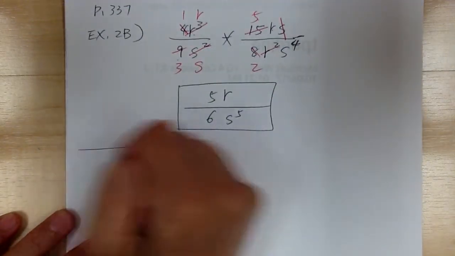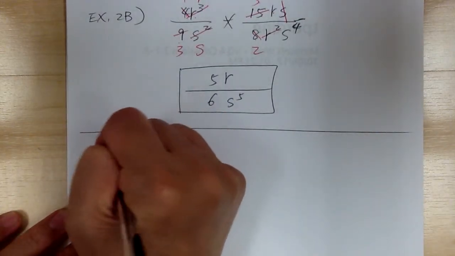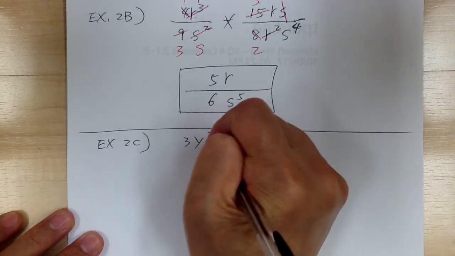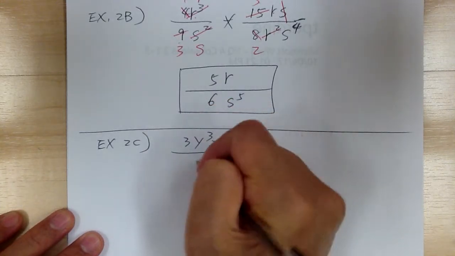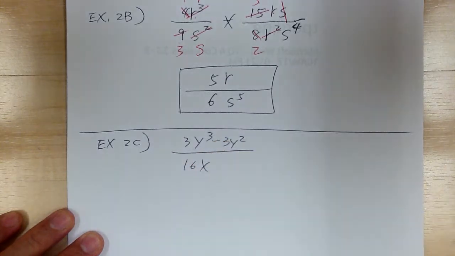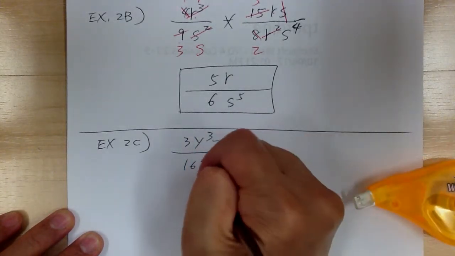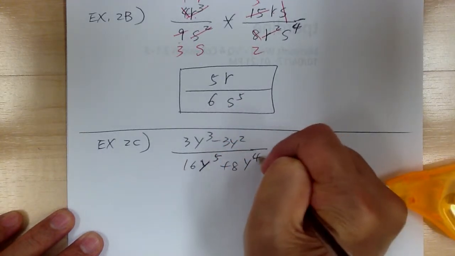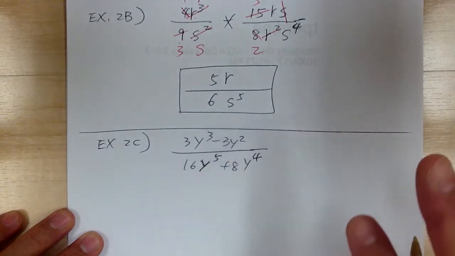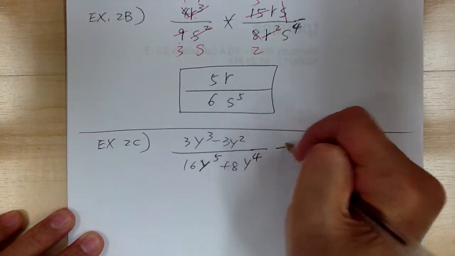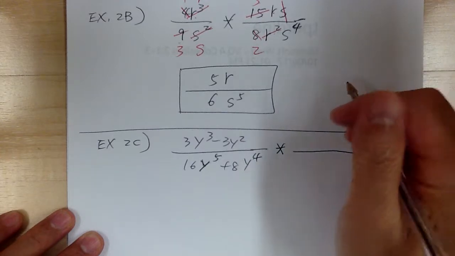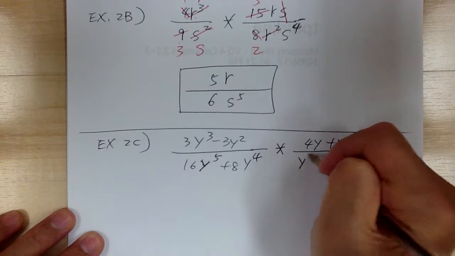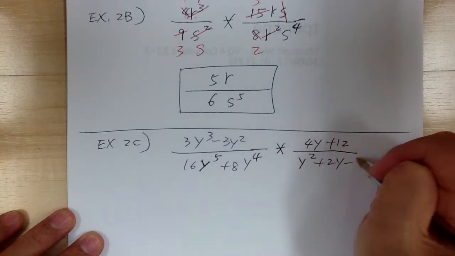Okay, let's go to example 2C. You have 3y cubed minus 3y squared over 16y to the 5 plus 8y to the 4. And you have division. So again, I'm going to save one step. So I'm going to make it into multiplication, and I need to flip this upside down. So I get 4y plus 12 over y squared plus 2y minus 3.